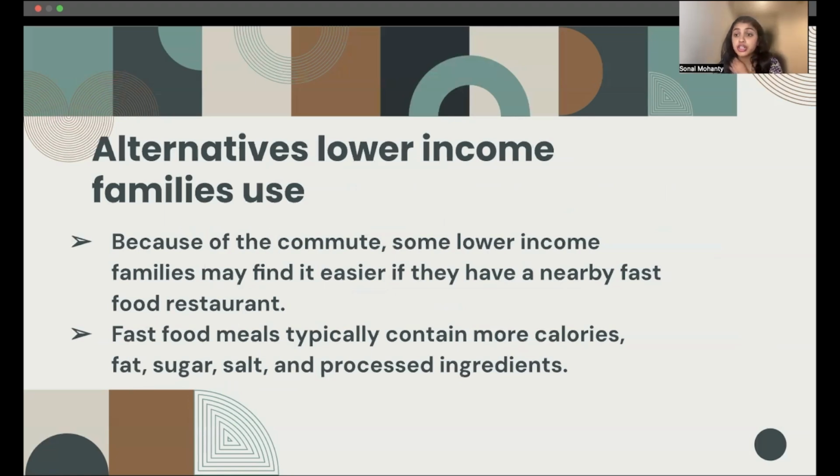So these are some alternatives that lower income families use. Because of the commute, they might find it easier to go to a nearby, very close fast food restaurant. But fast food meals typically contain more calories, fat, sugar, salt, and processed ingredients, which aren't really good for them. As I mentioned earlier, it's important that people have very balanced meals. It's what we learned from our head chef at the center where I prepare meals. A lot of people may need it in order to regulate their health, and they may not even realize how important it actually is for them to have well-balanced meals.